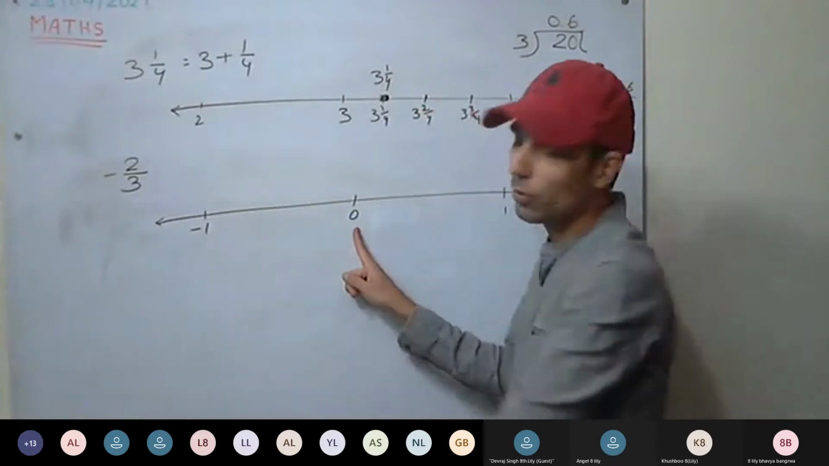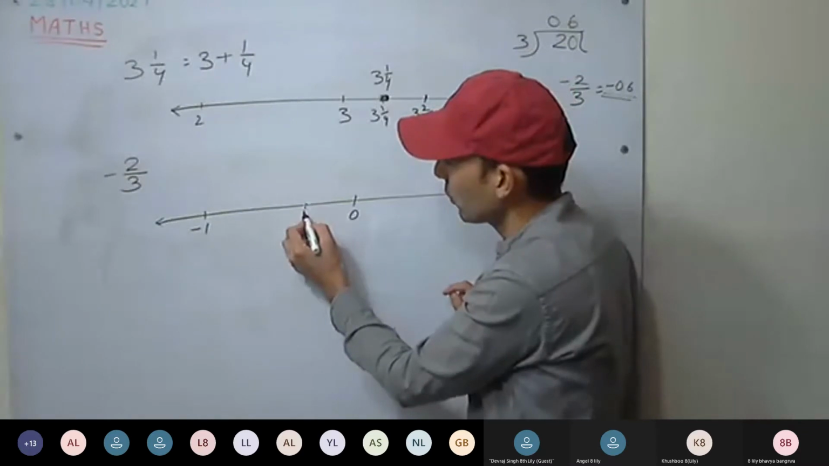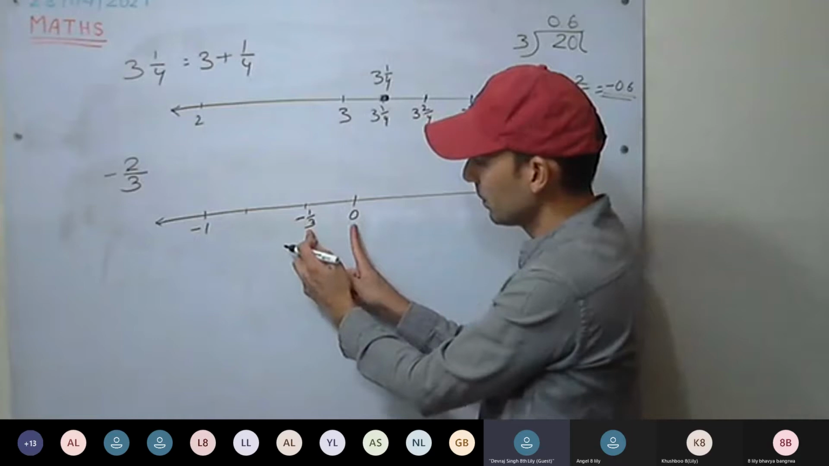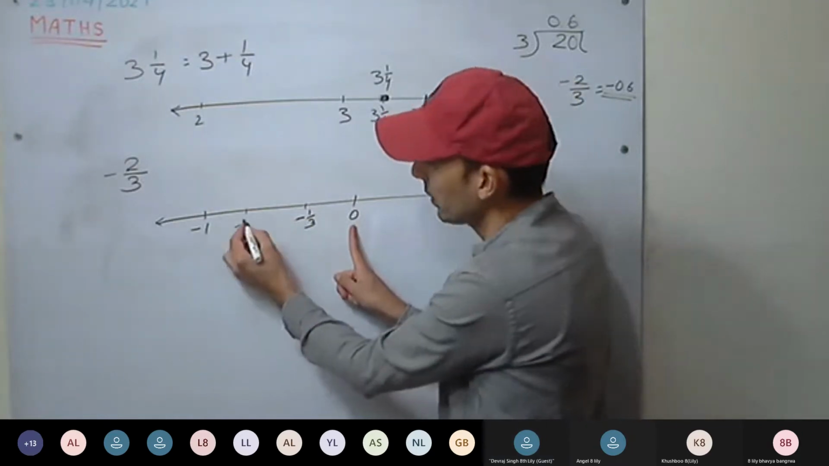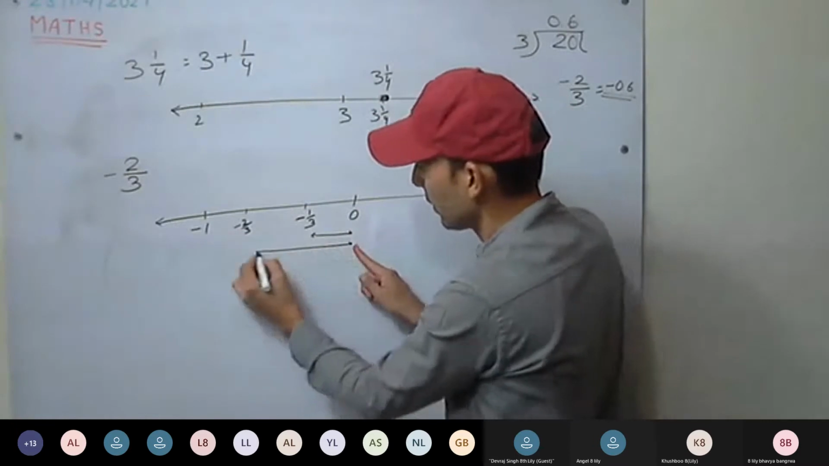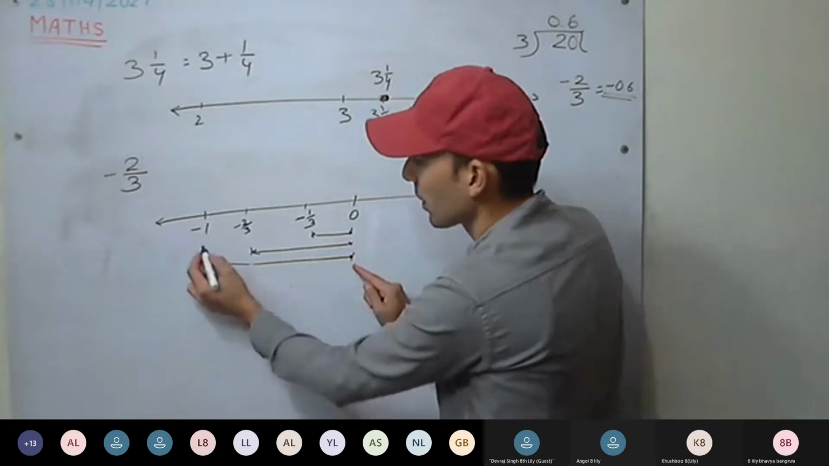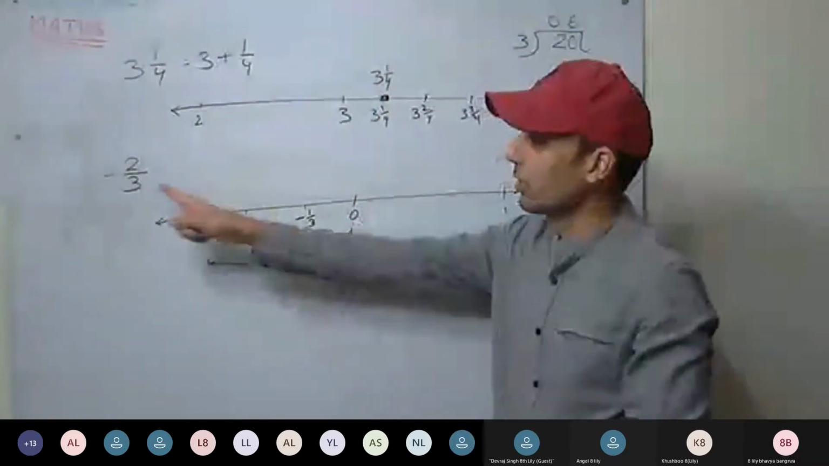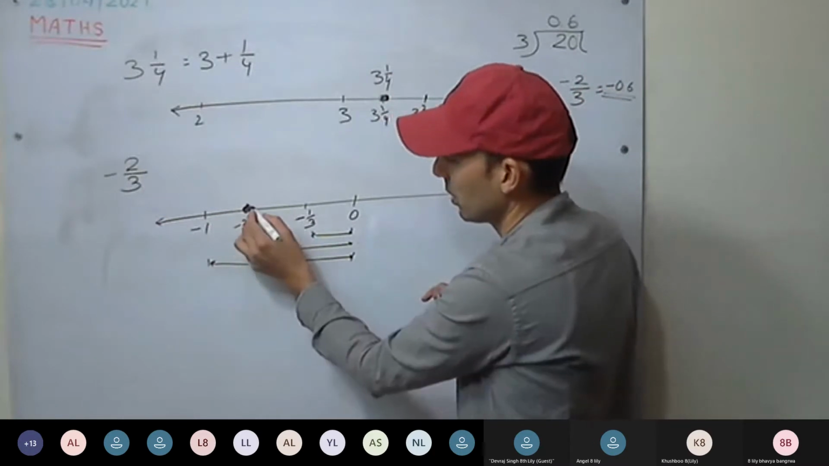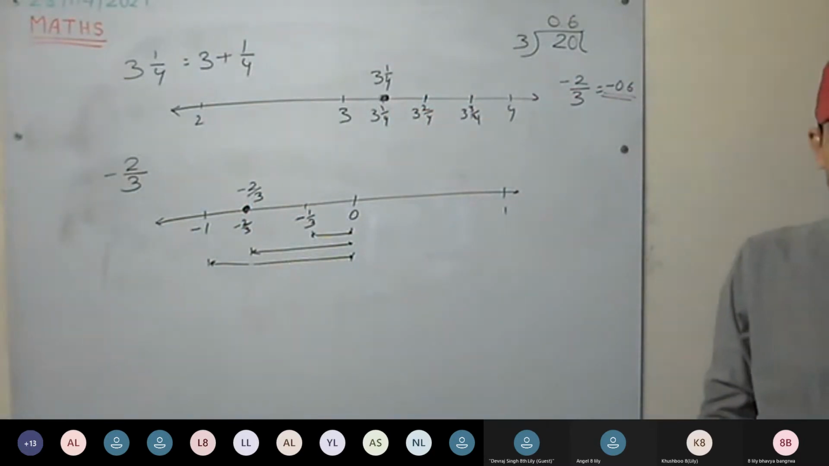Okay, this line we have to divide into how many parts? 3 parts. 1, 2, 3. It will be minus 1 by 3, minus 2 by 3, and minus 3 by 3. Minus 3 by 3 is minus 1. And we have to mark minus 2 by 3. So make a circle, make it bold, fill it, and write minus 2 by 3.